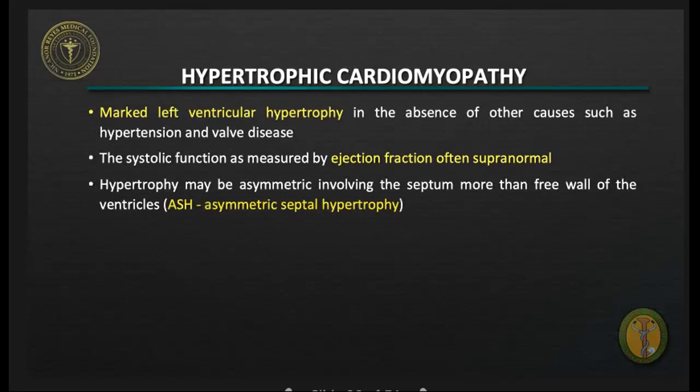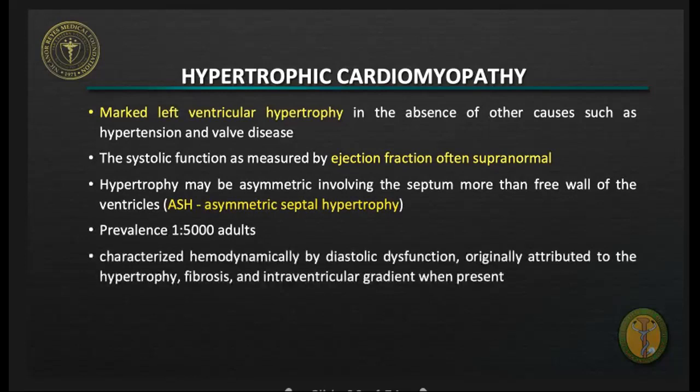Hypertrophy may be asymmetric, involving the septum more than the free wall of the ventricle. So this is known as asymmetric septal hypertrophy, or ASH. The prevalence of HCM is 1 in 5,000 adults and is characterized hemodynamically by diastolic dysfunction, which is originally attributed to the hypertrophy, fibrosis, and intraventricular gradient when present.